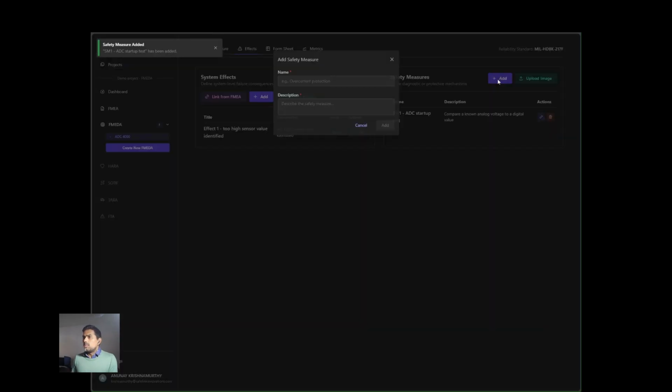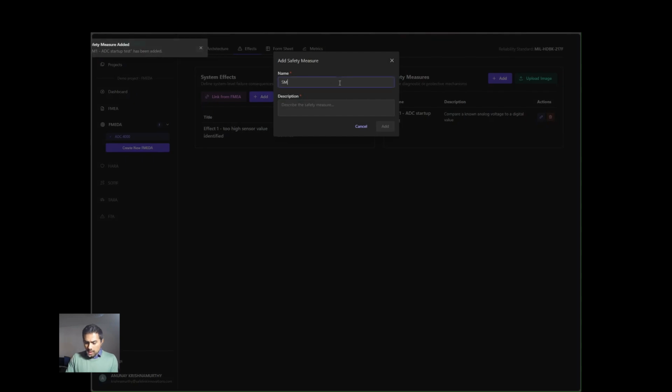And I'm going to add one more, which is SM2. This is a watchdog test. This has to be performed by the microcontroller or the microprocessor which is controlling the ADC. It cannot be done by the ADC itself.